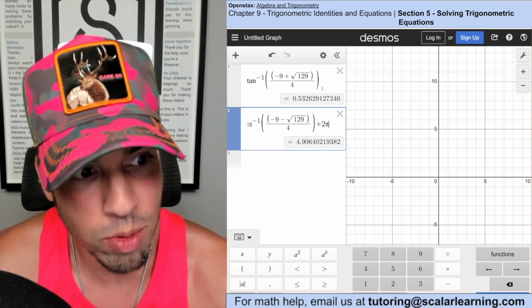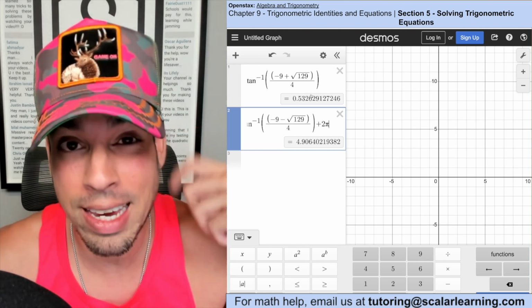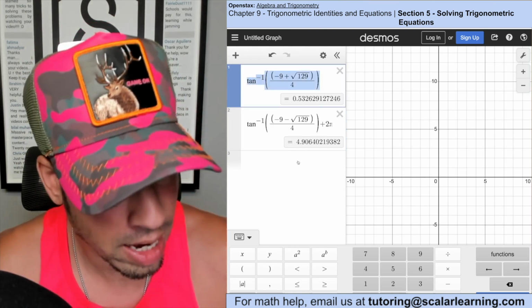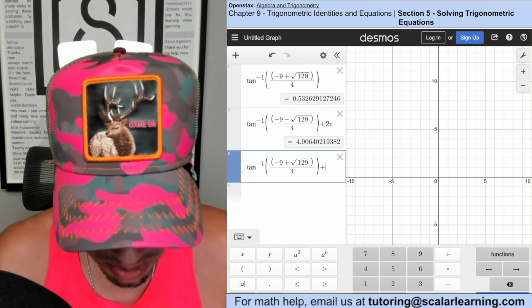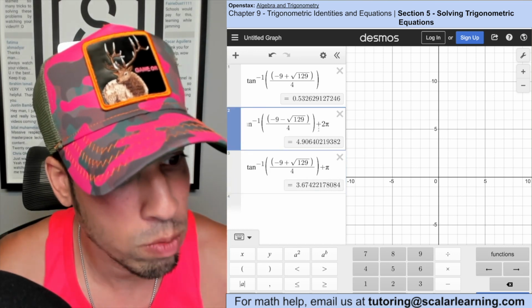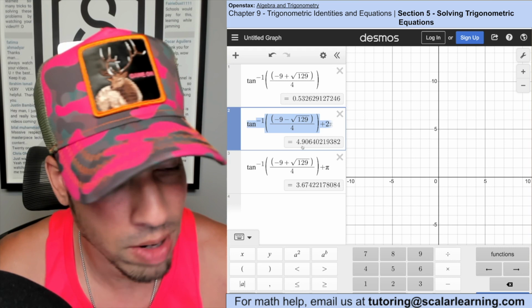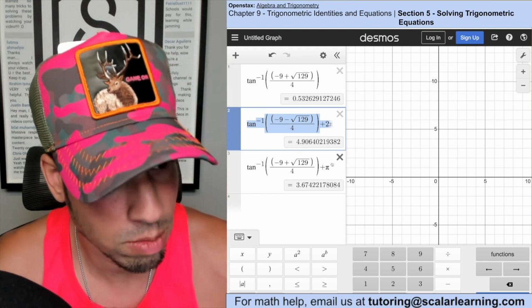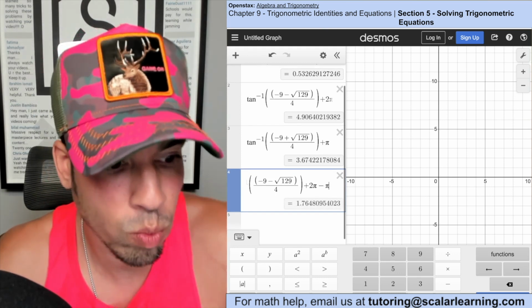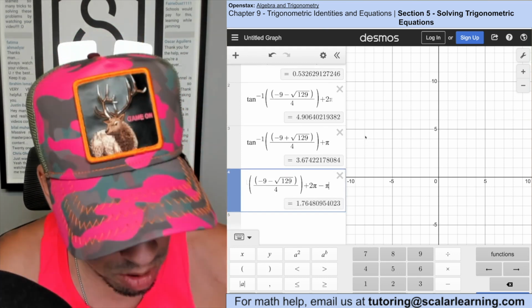And remembering that I want it between 0 and 2 pi, aka between 0 and 6.28, this one I can definitely add pi. So I'm going to take this and add pi, and we get a third answer. But this one, it's too big, right? If I add pi to this, 3.14, whatever, it's going to be greater than 6.28. So that means I have to subtract pi from this. And now we have our 4 answers.